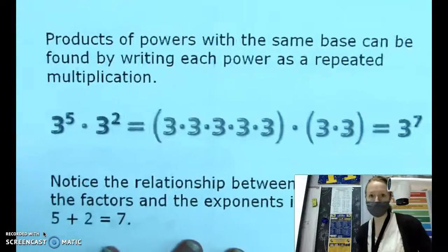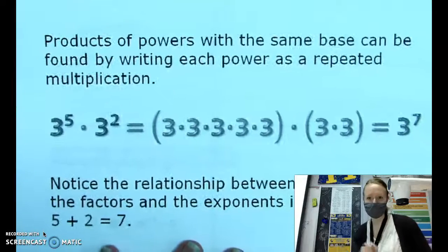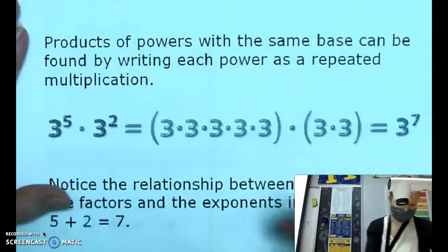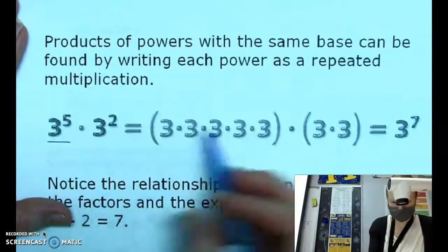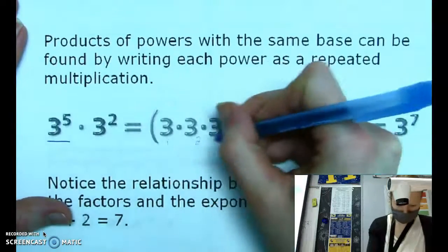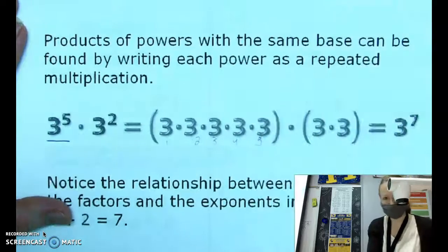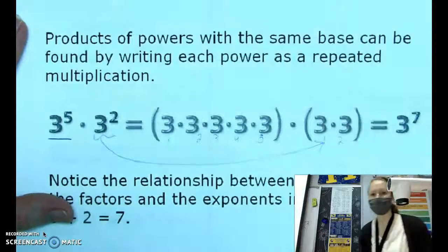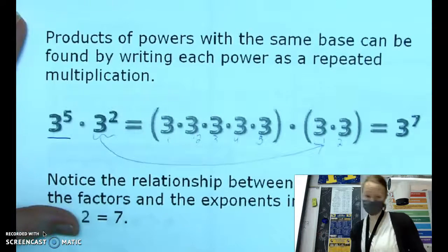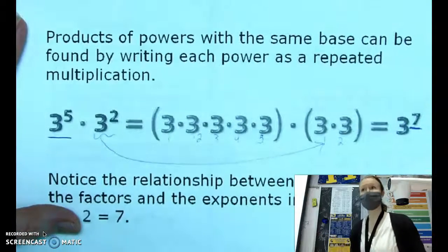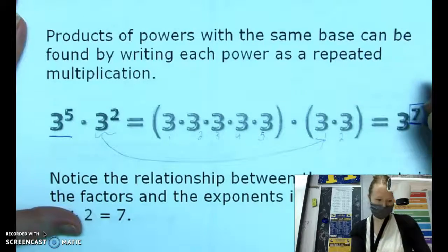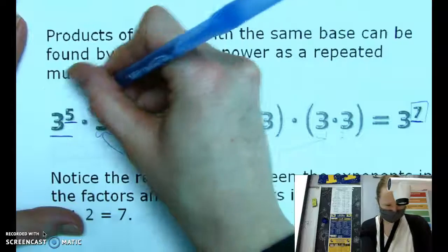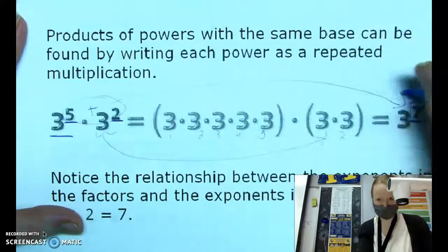If you are looking at products of powers with the same base, they can be found by writing each power as a repeated multiplication. If we have 3 to the 5th power, that means we have 1, 2, 3, 4, 5 3s. And then if we have a 3 squared, that means that we have 2 3s. So how many total 3s do we have? 7. Do you see how that 5 and the 2 make 7?